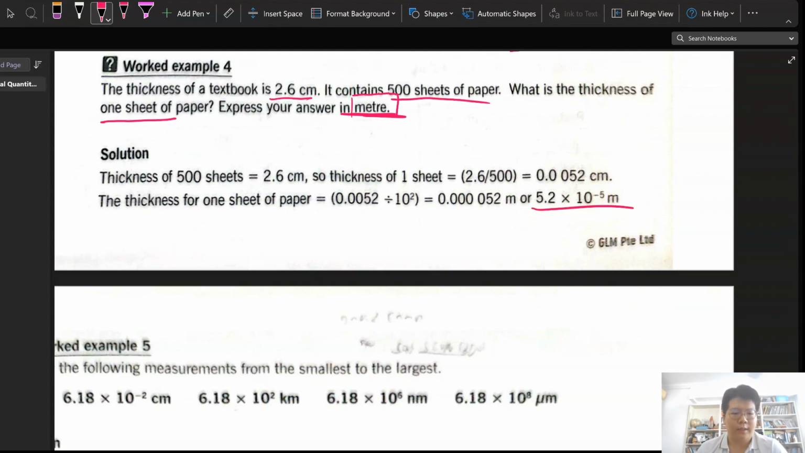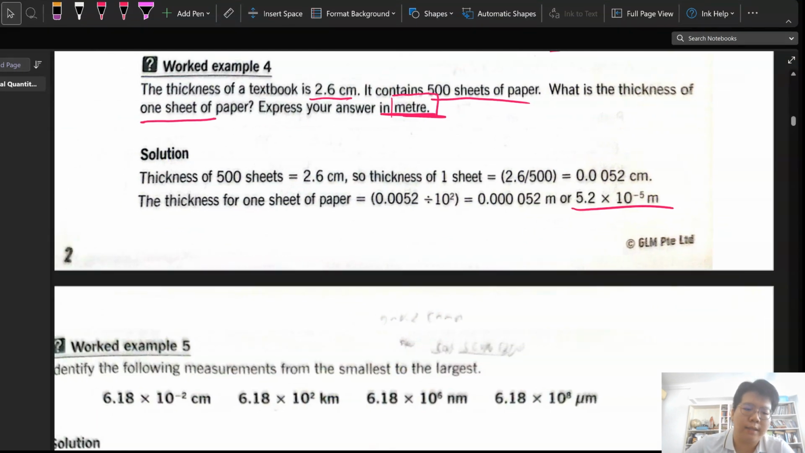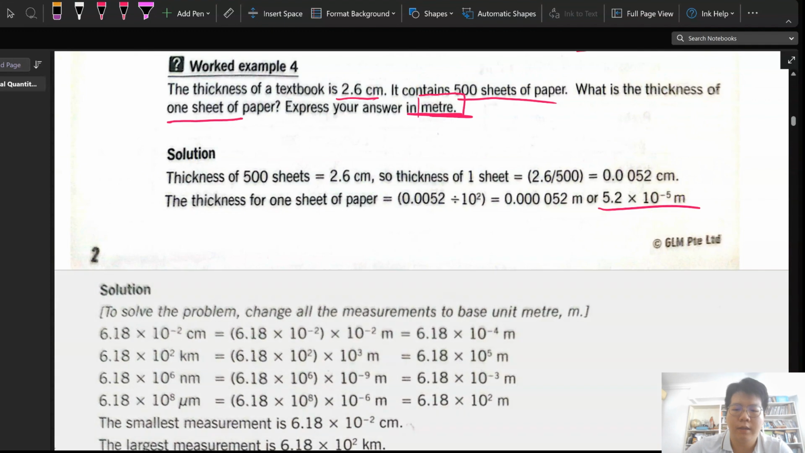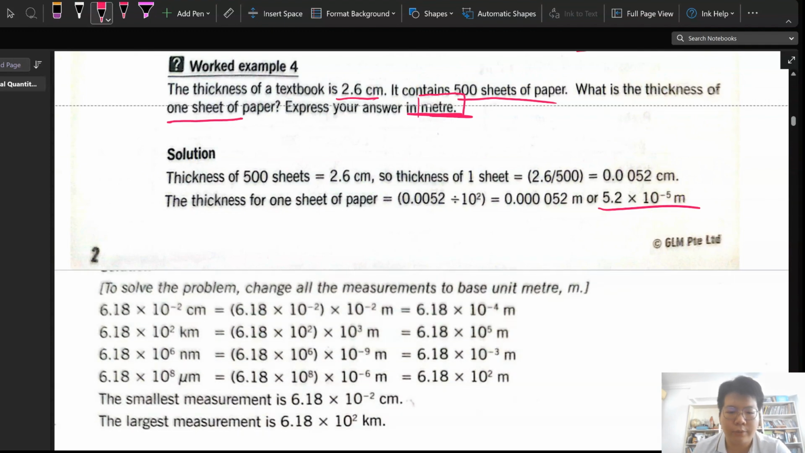Okay, so far so good. For work example 5, I want you guys to try, pause the video now, and once you are done, this is the answer here. To solve the question, what you want to do is convert each of the numbers that he gave you into a common base unit.